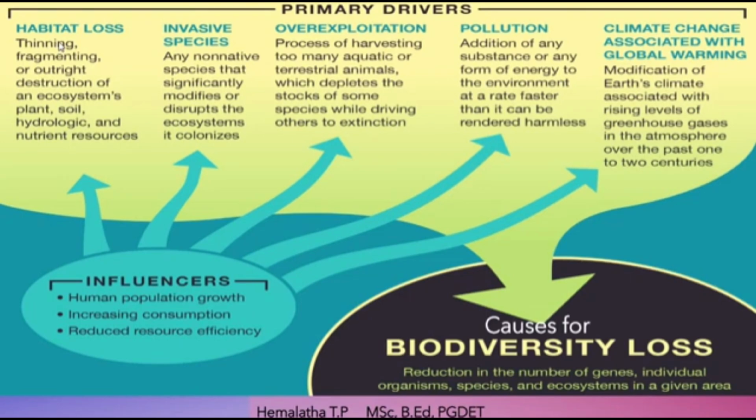Here are some of the causes for biodiversity loss. The first one is habitat loss. Habitat loss is nothing but the place available for the organism or species to live getting lost due to human activities. Nutrient-rich places are destroyed by human activities, for commercial purposes or land use, whatever it is. Mainly, fragmentation of the ecosystem is happening because of human activities. That is called habitat loss.